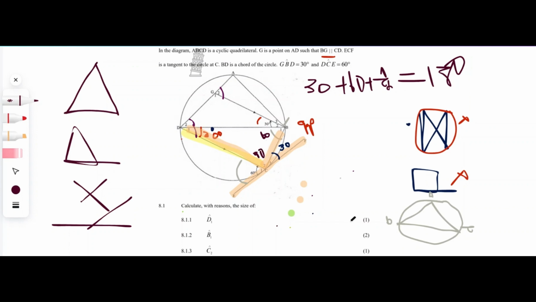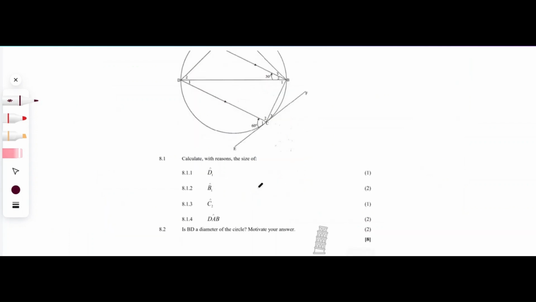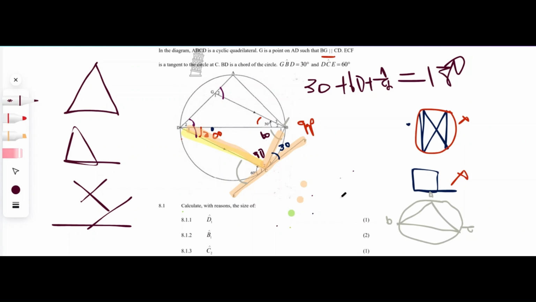Always mark it off after you're done. So now with the next question, we have to calculate the value of DAB. Now, DAB would be this angle right over here.